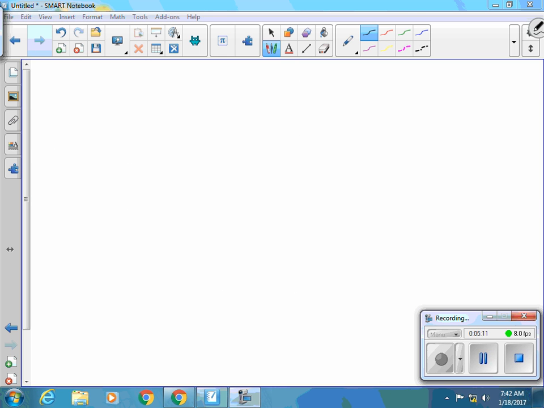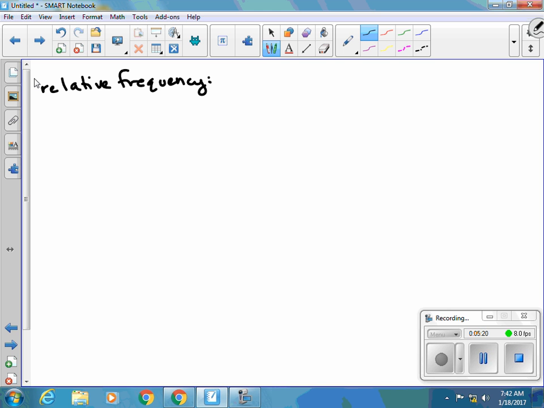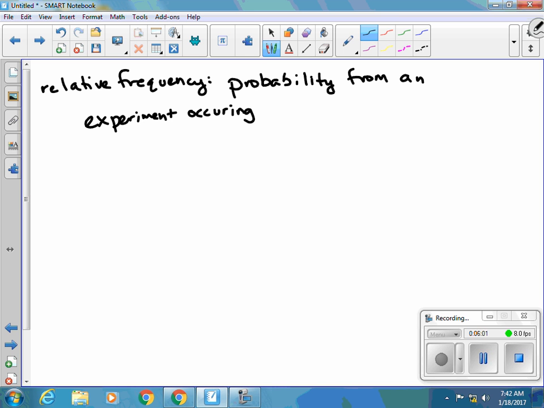Another vocab term is a relative frequency. So we know based on one variable statistics that frequency is the number of times that something happens. A relative frequency is our experimental probability. This is, okay, when we actually do the experiment, say 1,000 times, if I flip a coin, it wasn't exactly 1/2. It was 48%. So this is probability from an experiment occurring a lot. Like I said, for example, flipping a coin and getting the heads.